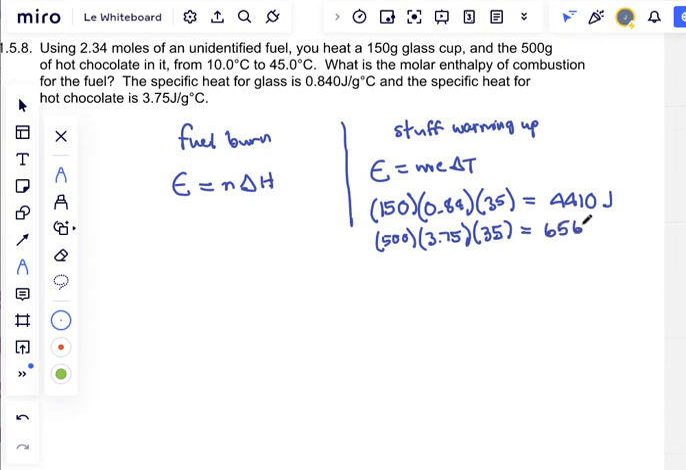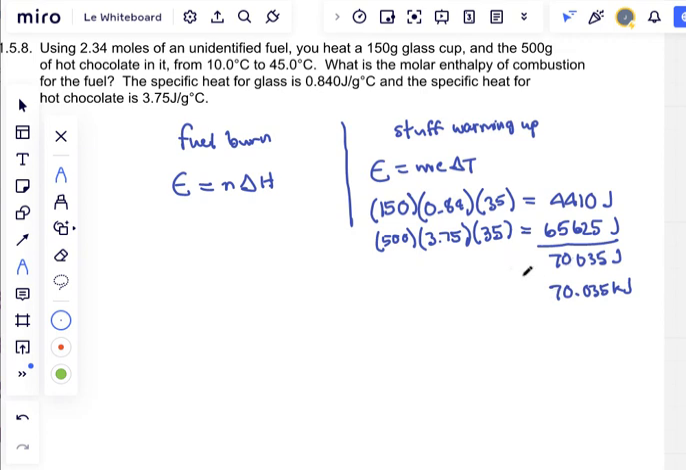65,625 is what I find for the heat absorbed by the hot chocolate. Add those up. 5, 1 plus 2 is 3, 4 plus 6 is 10, carry a 1, 4 plus 5 plus 1 is 10, carry a 1. 70,035 joules, or 70.035 kilojoules, is the energy that went into heating stuff up.